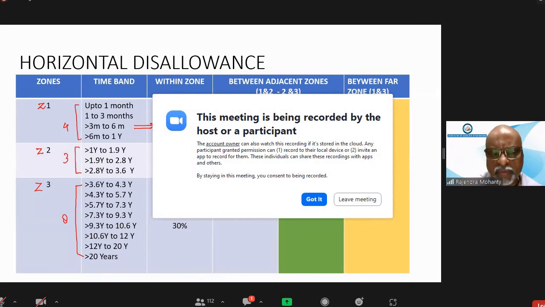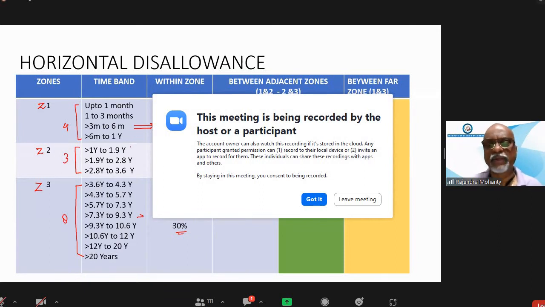If it is within the same time band of zone 2, 30% will be the vertical disallowance. If it is happening within zone 3, then 30% has to be applicable. And this is applicable when the time band is within the same zone.